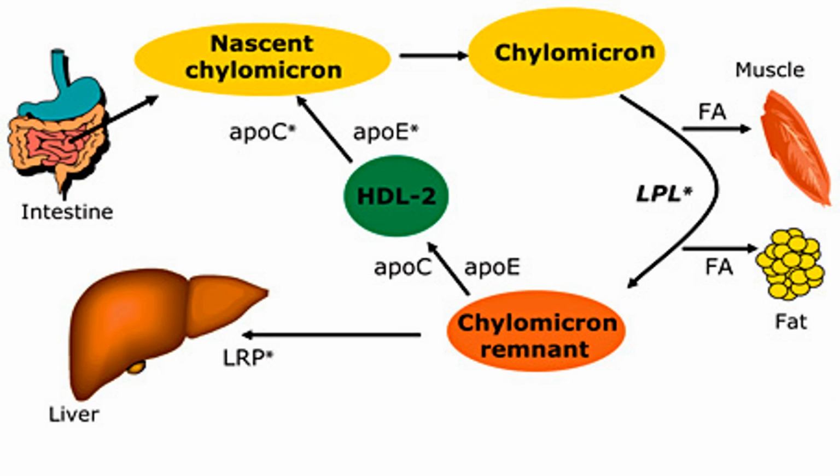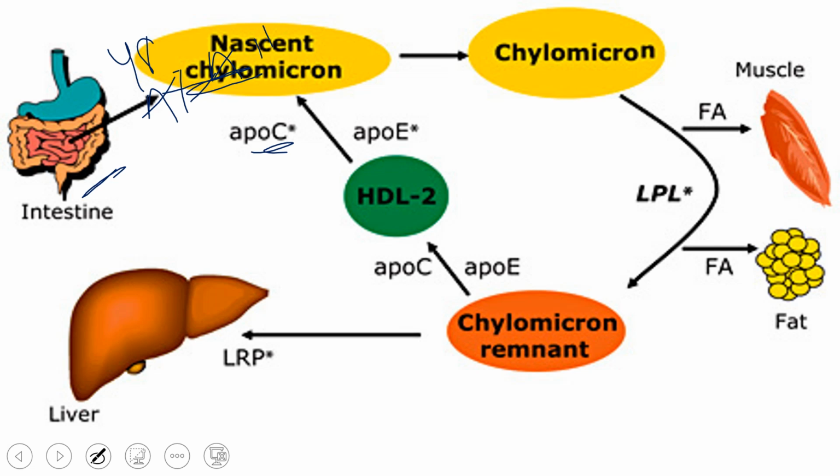So this is our intestine. Whenever we eat, whenever we take any kind of lipids, it comes into the intestine. It will be digested there. So digested lipids will be absorbed in the form of nascent chylomicron. Nascent chylomicron has B48, A1, A2 and A4, but it does not have apoprotein C, C2, C3 or E.